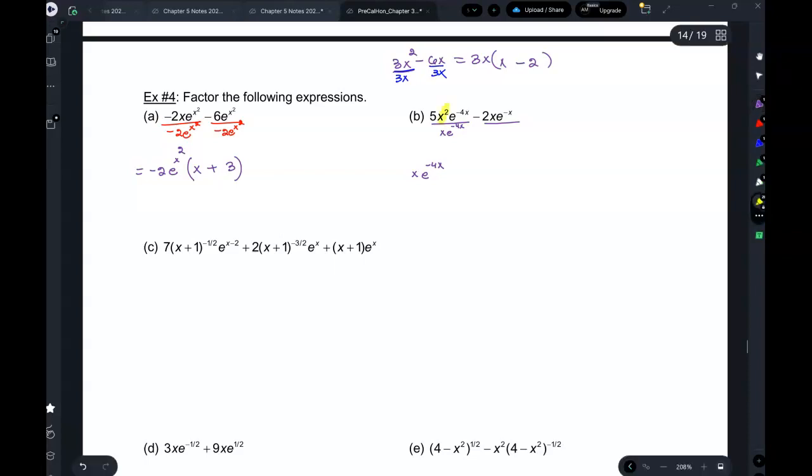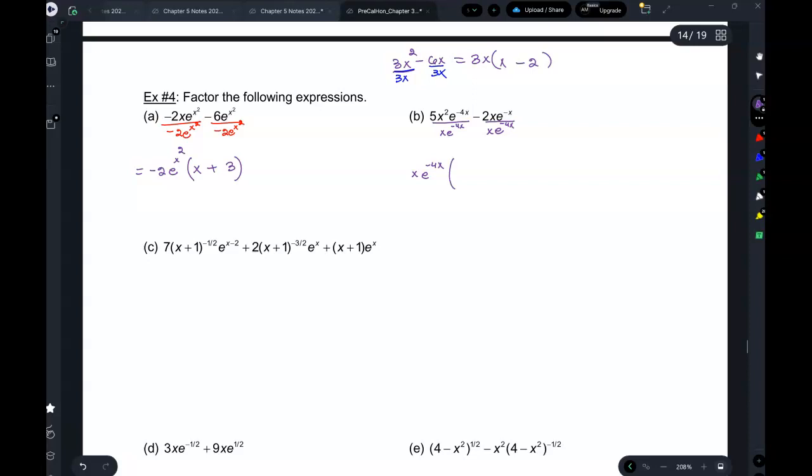Okay, between the x squared and the x, I'm going to take out an x. That we know. Between the e to the negative 4x and the negative x, I'm going to take out e to the negative 4x because that's seemingly smaller. Okay, so now, go with me on this, and then I'll pause for questions. So it's like dividing x times e to the negative 4x.